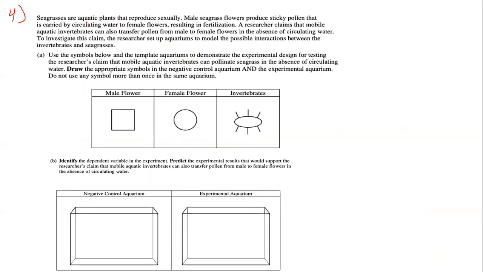So seagrasses are aquatic plants that reproduce sexually. Male seagrass flowers produce a pollen that is carried by circulating water to female flowers, resulting in fertilization. So basically it's showing you that, or explaining that we're looking at two flowers, the male and the female flower. A researcher claims that mobile aquatic invertebrates can also transfer pollen from male to female flowers in the absence of circulating water. To investigate this claim, researchers set up aquariums to model the possible interactions between the invertebrates and seagrasses.